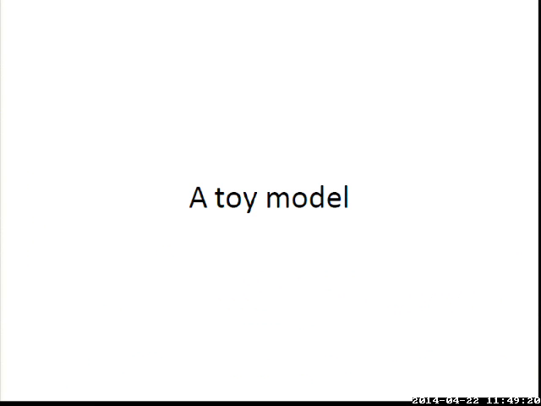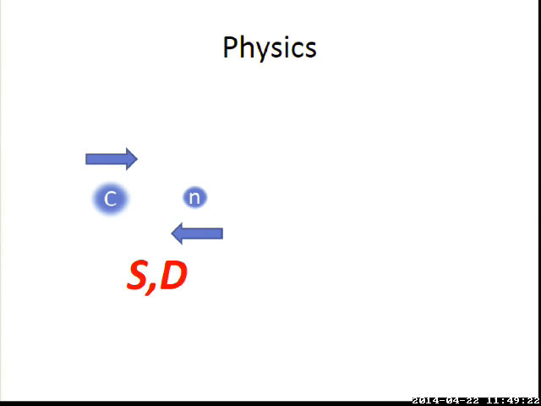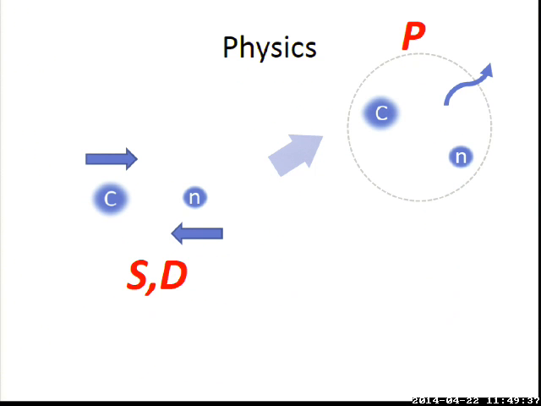So I will talk about a toy model. The physics is actually quite simple. In the initial channel, you have a core and a nucleon, and they interact through S wave and D wave. I will explain why. And in the final state, you have a photon and a very shallow bound state. So it's a big bound state.